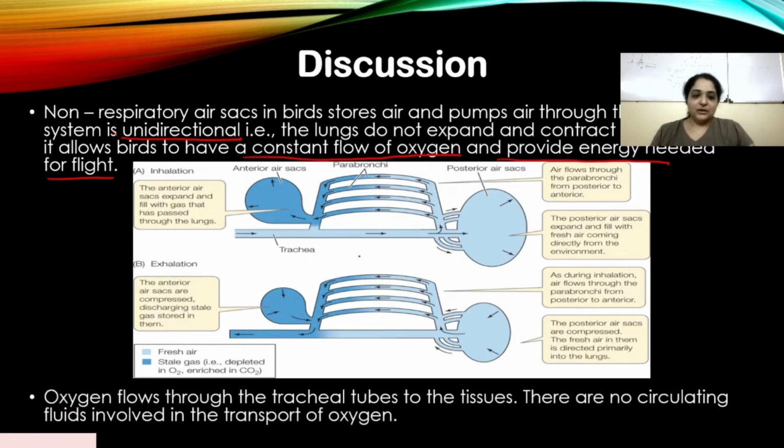Now, oxygen in insects flows through the tracheal tubes to the tissues. There are no circulating fluids involved in the transport of oxygen. So that is why that was the incorrect statement.